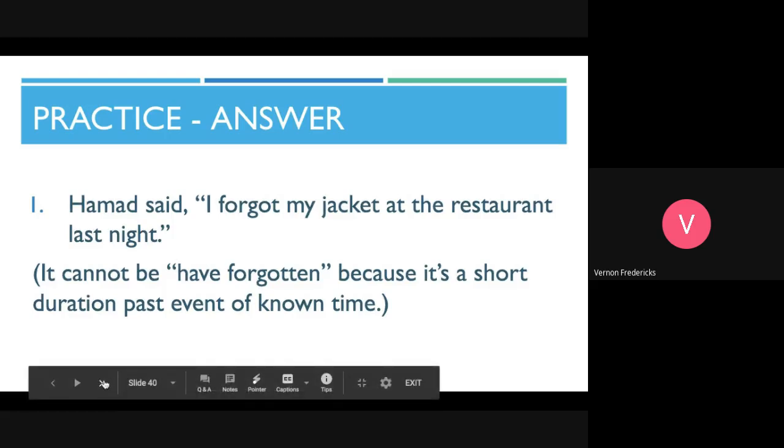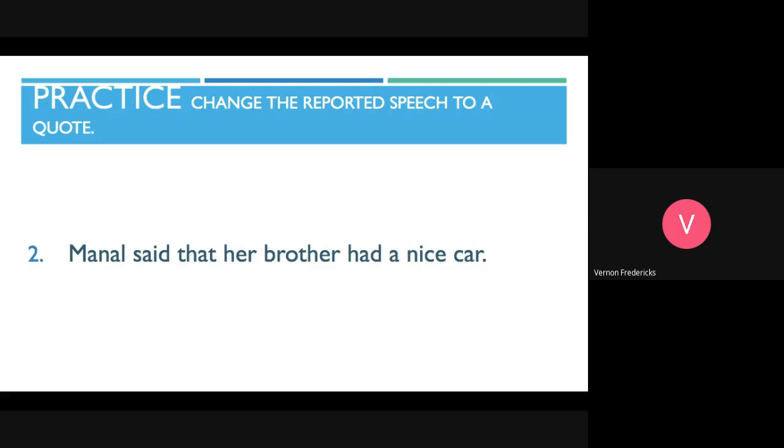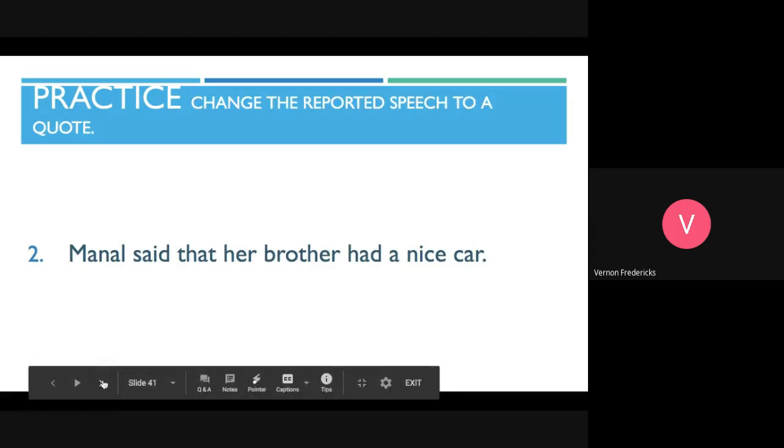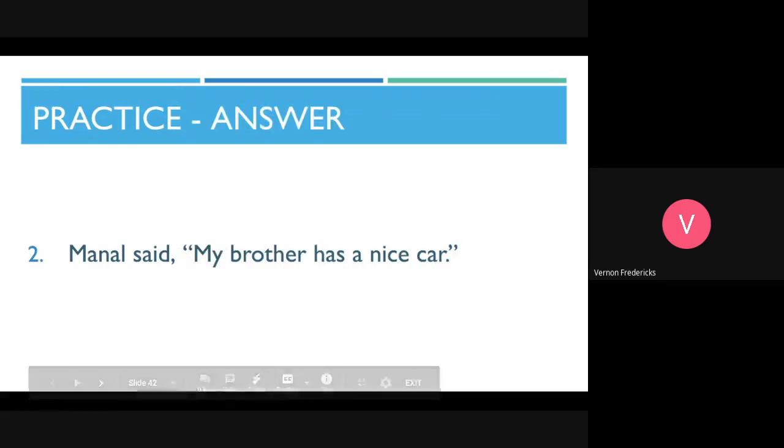Number 2. Manal said that her brother had a nice car. So what is the direct speech? Manal said, inverted commas, "My brother has a nice car." That's easy, yeah?